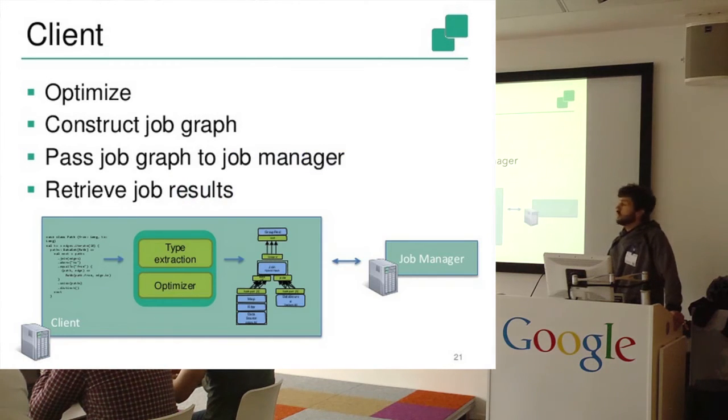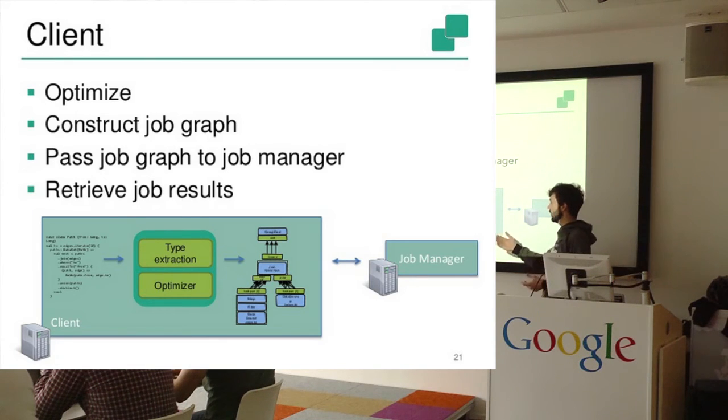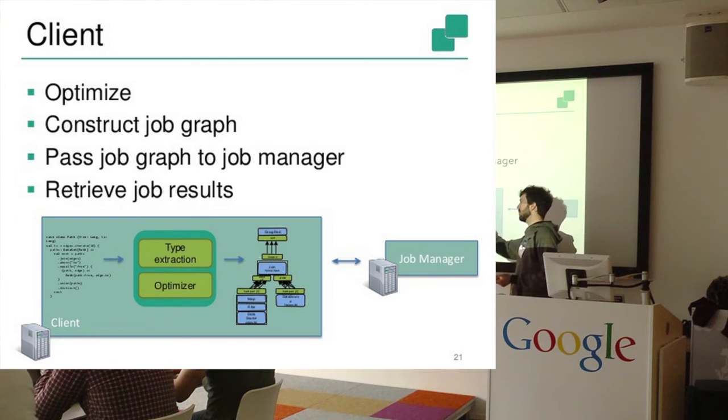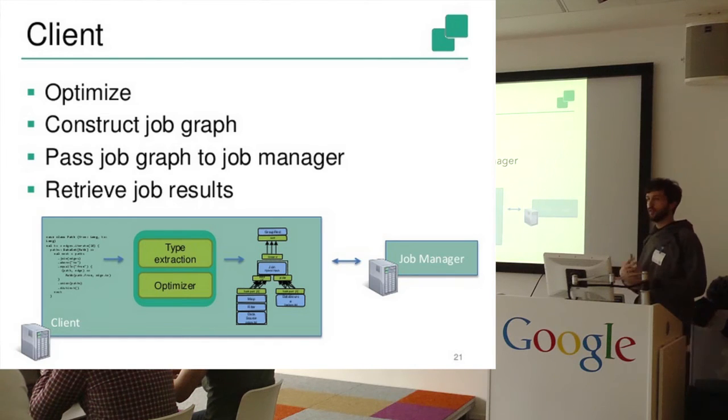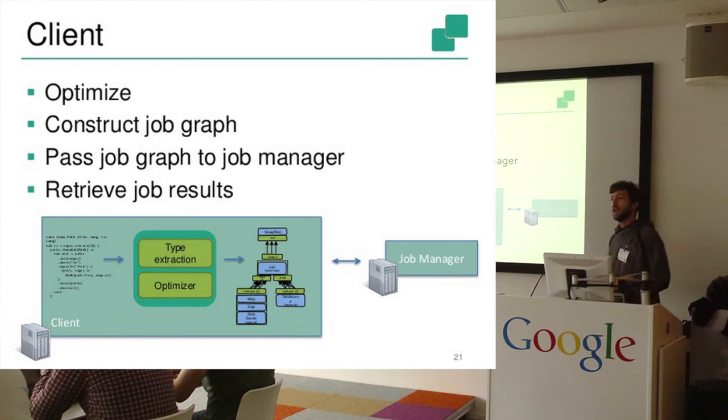So what is the job of the client? The client is, as I said, the entity that submits the job. The client actually does a series of things. It takes your program, does a type extraction, so it can determine how to work on the types in the cluster, and also checks the correctness of your program.